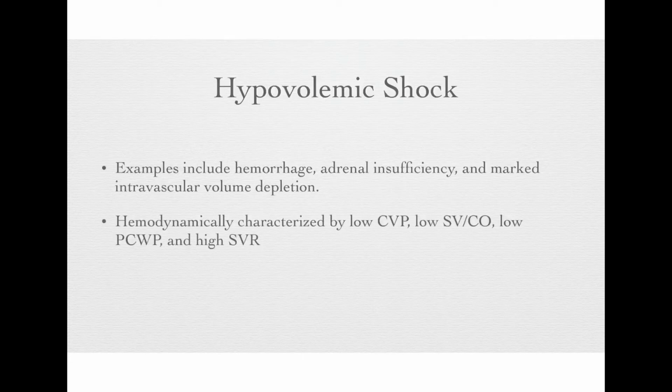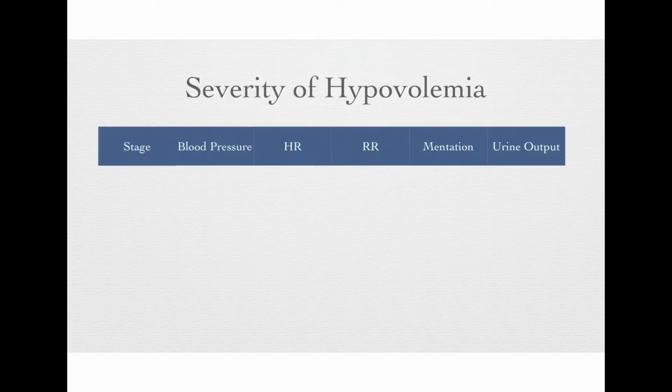In that case, the patient will have typically low central venous pressure, low stroke volume and cardiac output, low wedge pressure, and a high systemic vascular resistance as a compensatory measure. For these patients, administering IV fluids aggressively is first-line therapy. To estimate the amount of fluids that need to be replaced, we can use clinical features of the patient to estimate the severity of their hypovolemia. That includes looking at their blood pressure, heart rate, respiratory rate, mental status, and urine output.